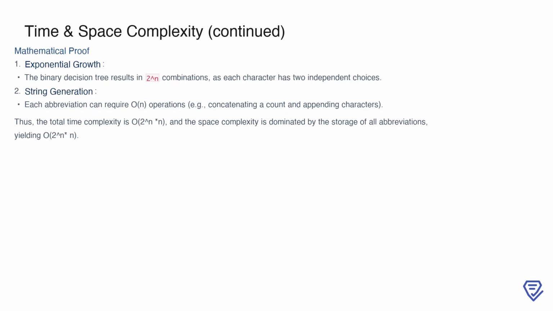Meanwhile, the space complexity is dominated by the result list, which stores all abbreviations and requires 2 to the power of n asterisk n space. The recursive call stack adds an additional n, but this is asymptotically insignificant compared to the storage requirements. This analysis confirms that the backtracking approach is both time-efficient and space-efficient compared to brute force methods.